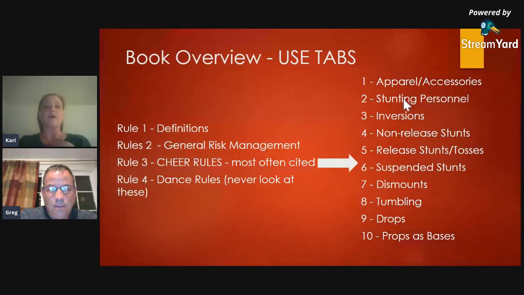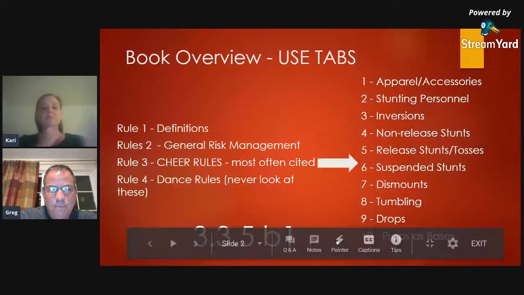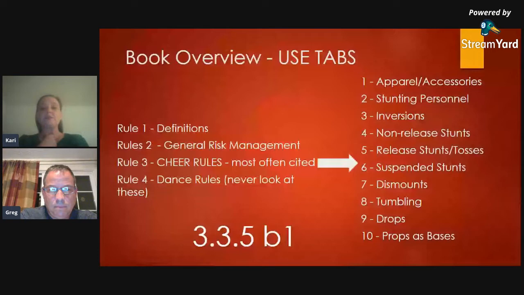And sometimes that can go to another number, another letter, another number, and there could be a clarification or an exception. And so when we're citing things, we want to use the numbers as much as possible. So that first number there, three, lets me know that we're under cheer rules. The second number, three, lets me know that we're in inversions over here. Article five, which we'll get to later, and then B and one underneath article five. And that's the way that we can cite it for coaches, so they know what we're talking about and we know what we're talking about.